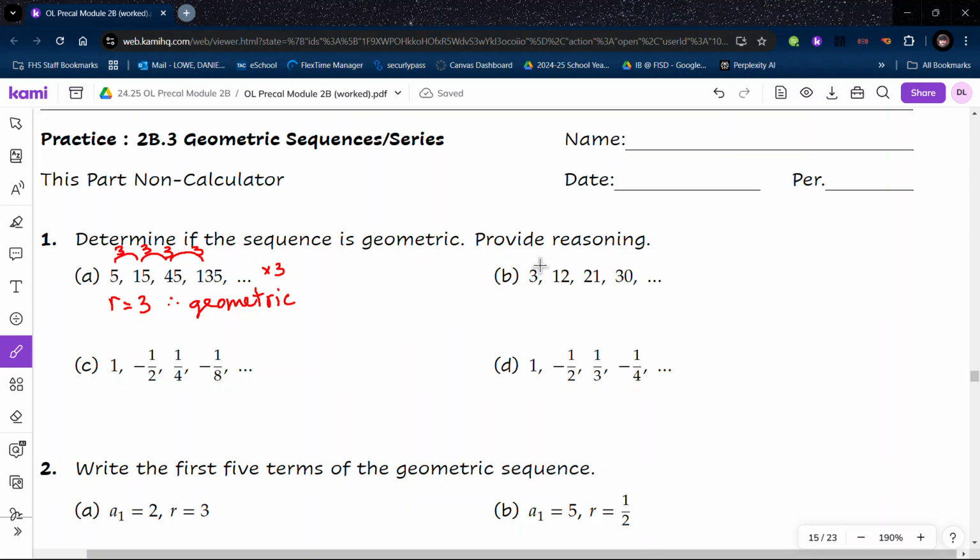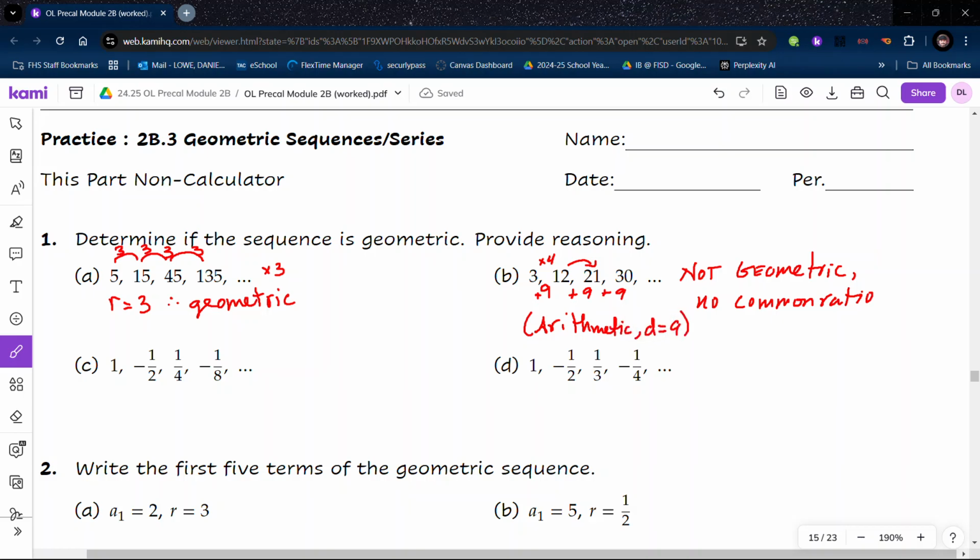If I look to B, this one is times 4 to get to 12, right? But then if I look 12 to 21, that's not going to be times 4. Right? And if we say, hey, how do I get from 3 to 12? I could also say addition from 12 to 21. That's addition, right? So we are not geometric, and the reason is there is no common ratio, right? In fact, for this one, we know that instead we would be arithmetic with a common difference of 9.